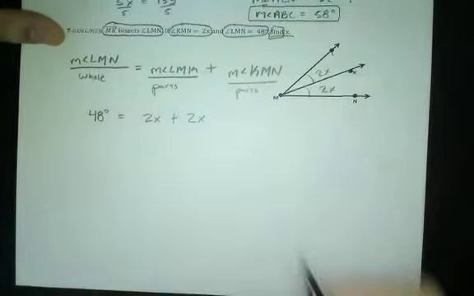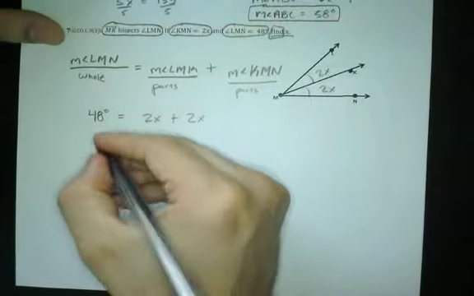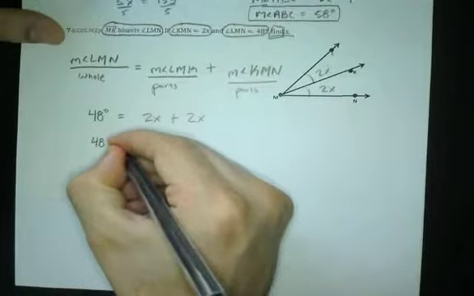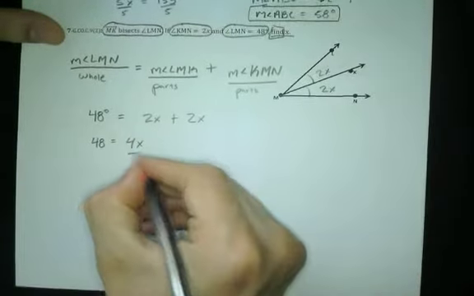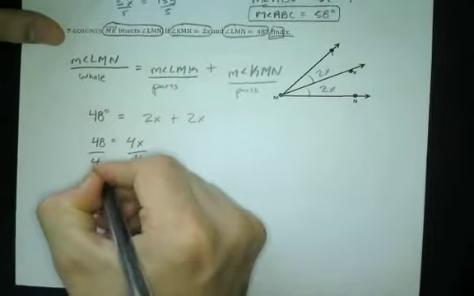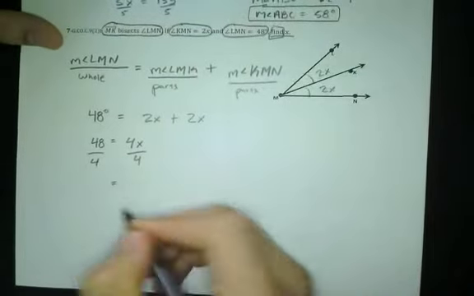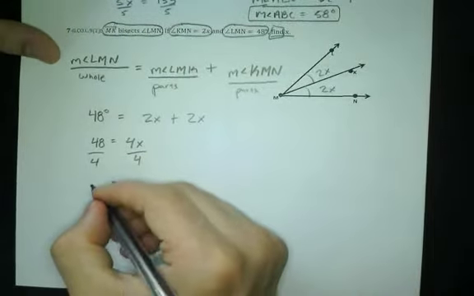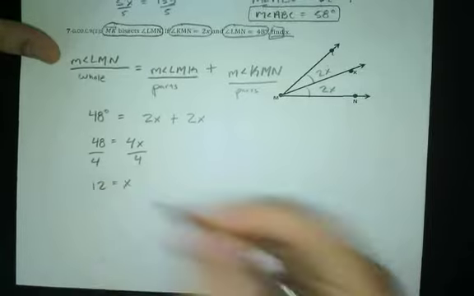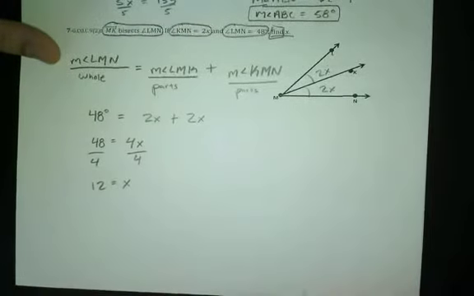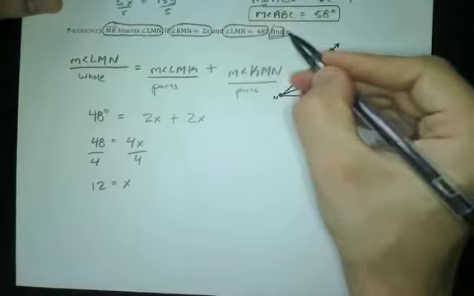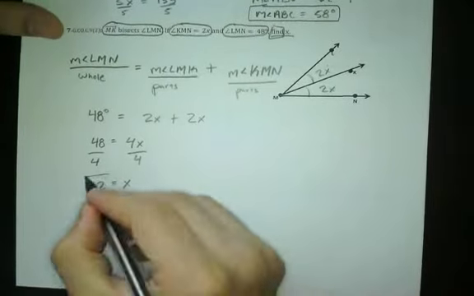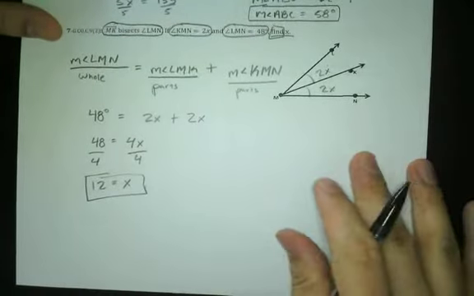So now I'm just going to simplify this equation to be 48 is equal to 4x. I'm going to divide both sides by 4, and I get that 12 is equal to x. I go back to the problem to see what I needed to find. I need to find x, which I have done, so I box my answer, and I am now done with this problem.